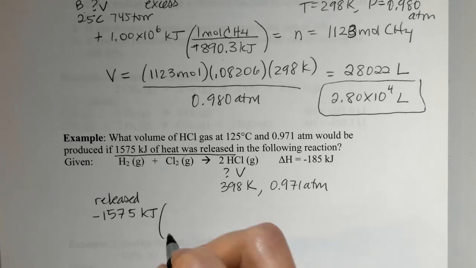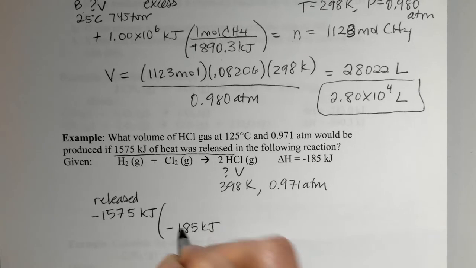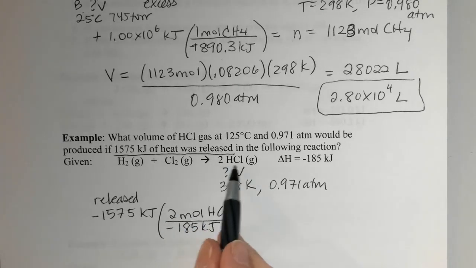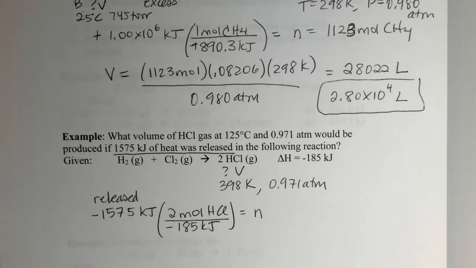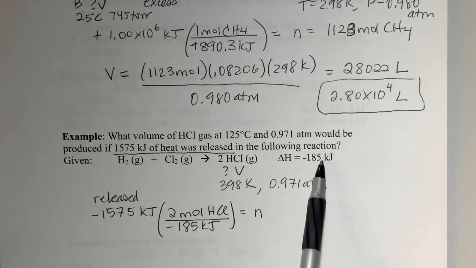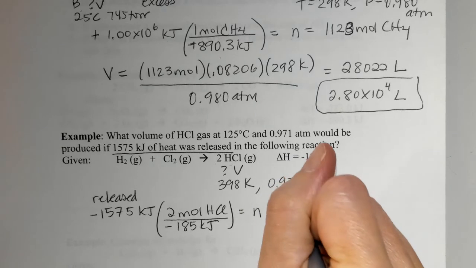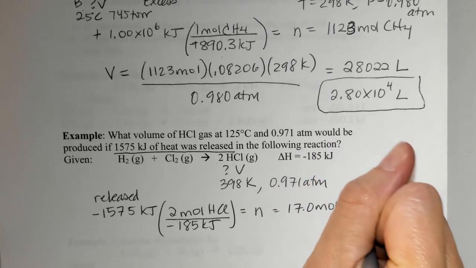Looking at my enthalpy of the reaction, I get 185 kilojoules released for every 2 moles of HCl, right? Because we're comparing it to HCl, and that has a coefficient of 2. So just like we saw before, this is a gas law problem. That's going to give me my moles. So how many moles do I need to get 1575? So I'll take my 1575, divide by 185, but then times 2, because I need 2 moles of HCl for every reaction. So I have 17.0 moles of HCl.